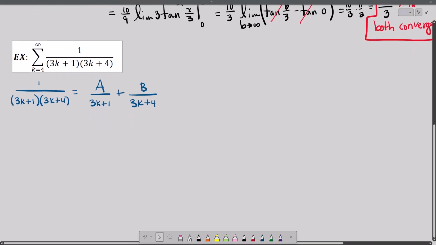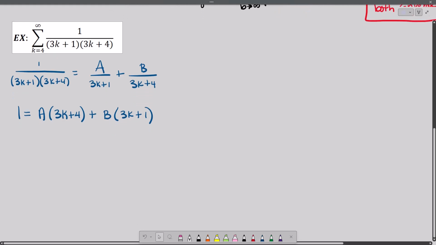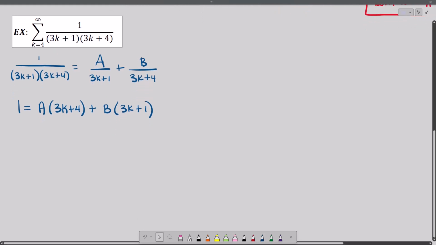And we will end up with a form that should be very familiar. So with PFD, our first step after we set up our structure is to clear the fraction. So we're going to multiply both sides by the denominator that's on the left. And that denominator on the left will partially cancel with each of the denominators on the right. So that is our PFD equation.